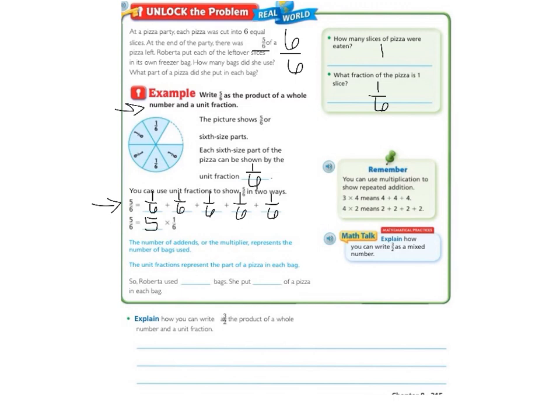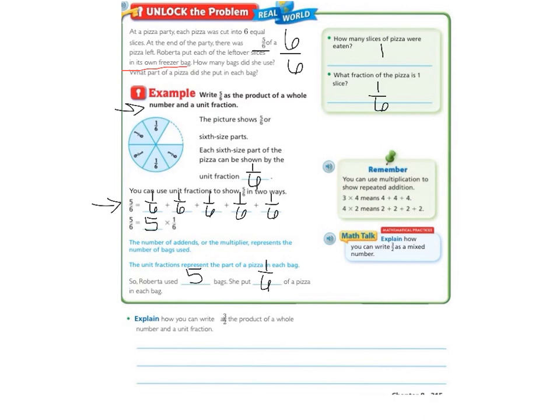So if we looked at our original question, back up here to the top, we want to know if she puts each of the leftover slices in its own freezer bag, how many bags will she use? So if every single 1/6 piece has its own bag, well then she's going to need 5 bags, 5 for each piece. And then she's going to put 1/6 in each of the bags. So there's our unit fraction again, 1/6, and there are 5 of them.